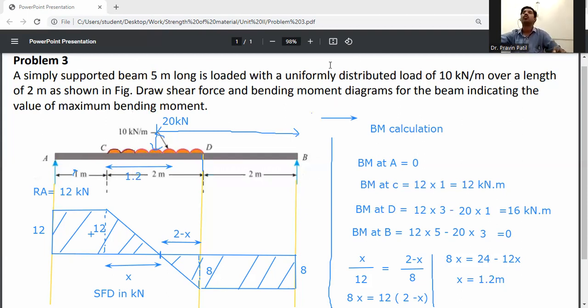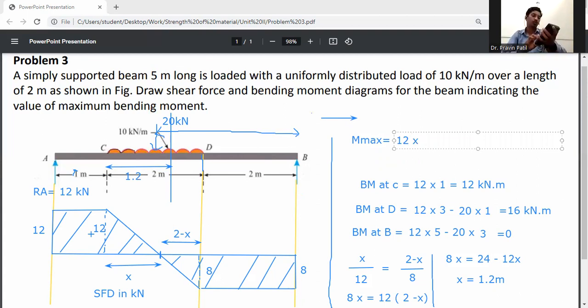Now we need to calculate the bending moment at that maximum distance, Mx. Moment at this distance: 12 kilonewton force into the perpendicular distance, 12 into 1.2 plus 1, which is 2.2.